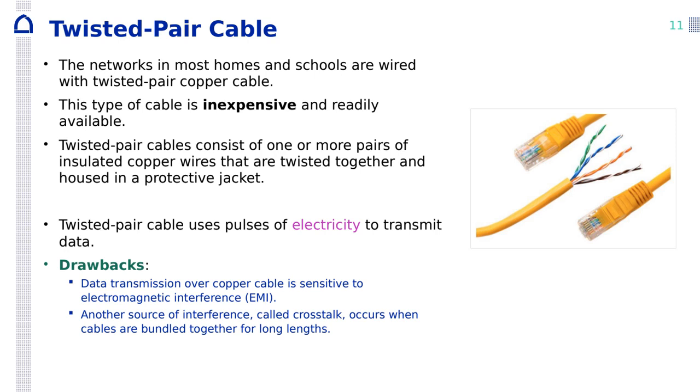Okay. So data transmission over copper is sensitive to EMI. EMI اللي هو electromagnetic interference. You know, because of high voltage, high power, motor, television. Okay, also, if you put cables together for long distance, they will have crosstalk.